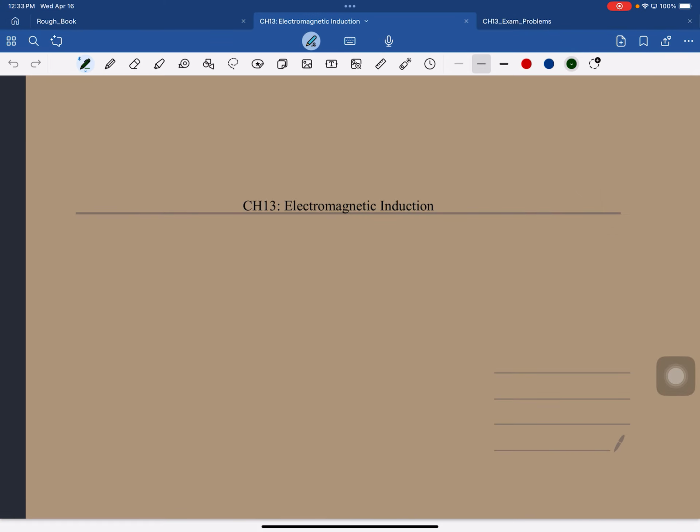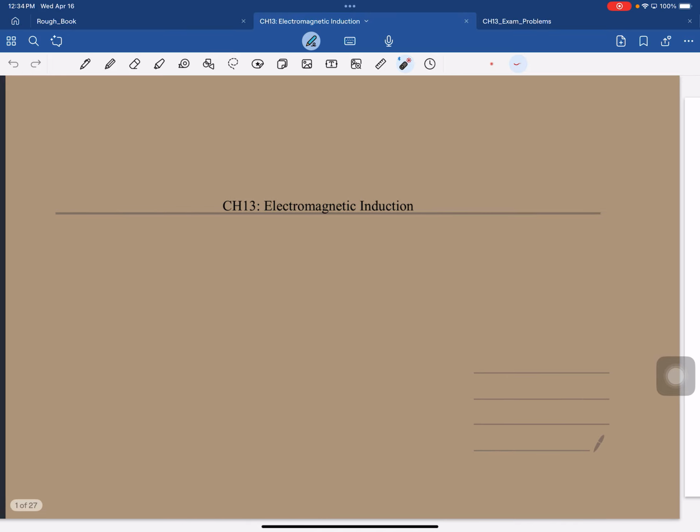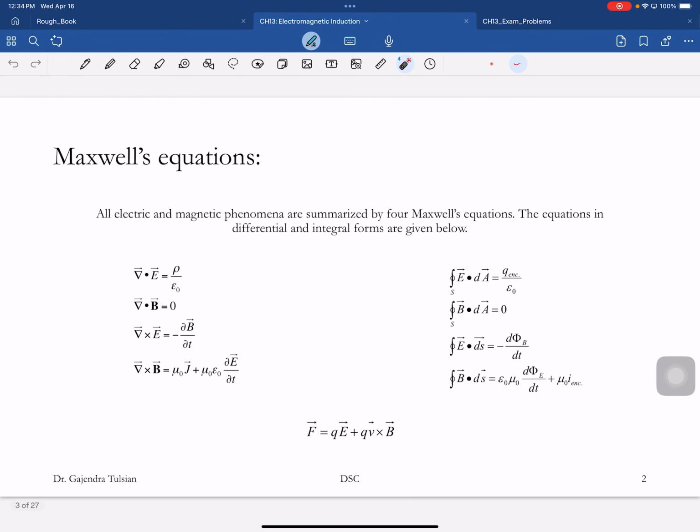All right, so we're going to talk about electromagnetic induction. There's a lot of applications based on this. Okay, so this is an important chapter. And what this chapter is about is the following: this one equation. Okay, and actually, a lot of your electricity is produced this way.